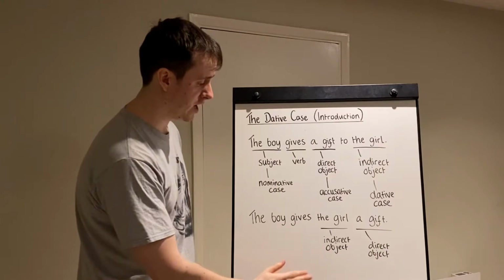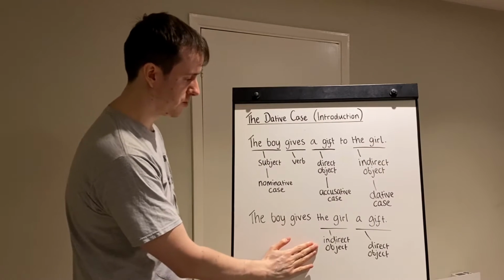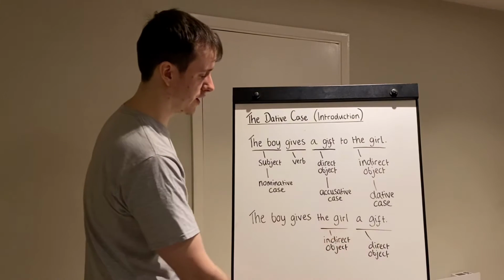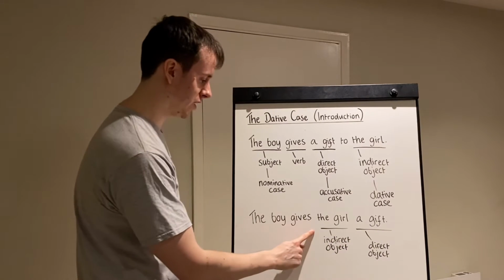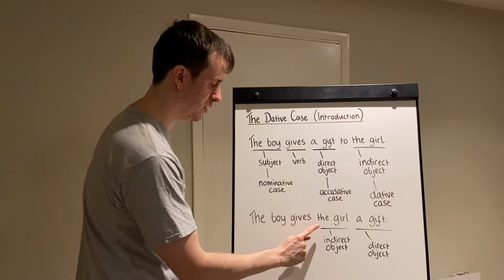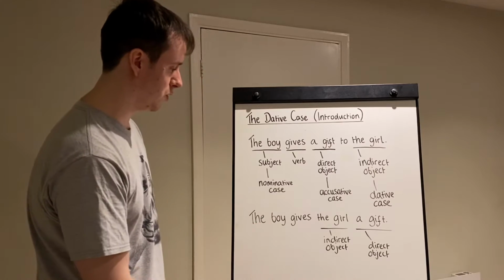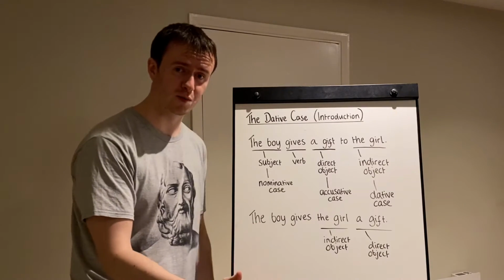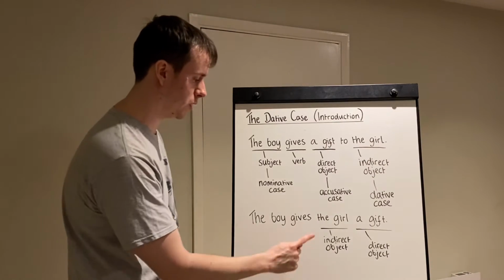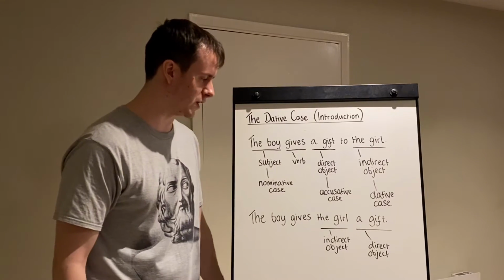So for clarity, I've labelled that the girl is still the indirect object and the gift is still the direct object, even though in this English example, we don't have the word "to" preceding the girl. But she's still the person to whom it's being given. We just leave out the word "to" when we put the indirect object first.